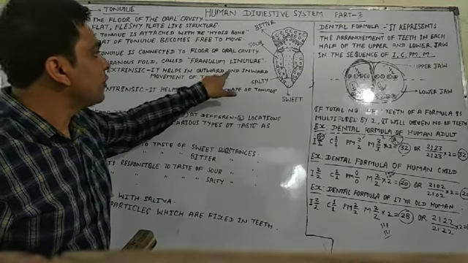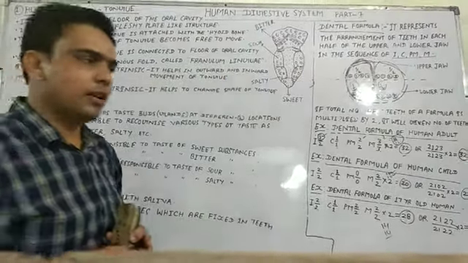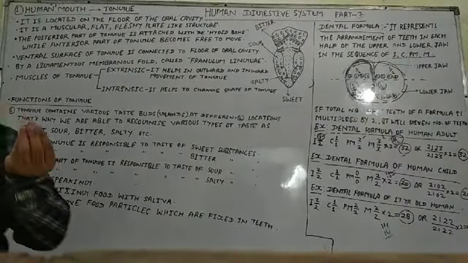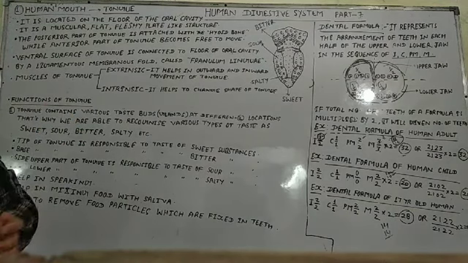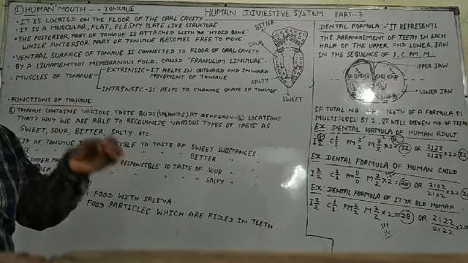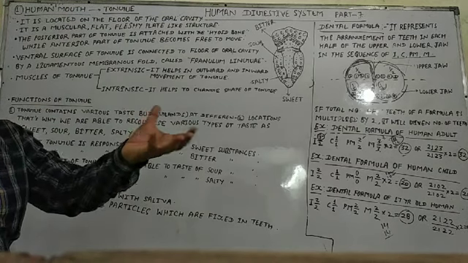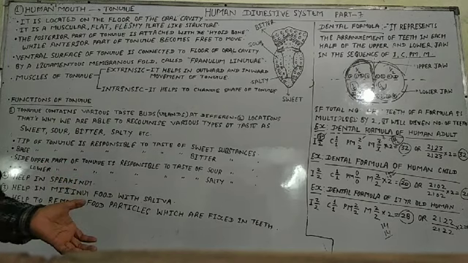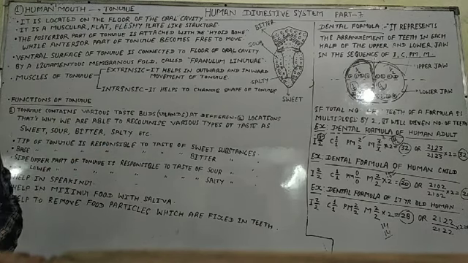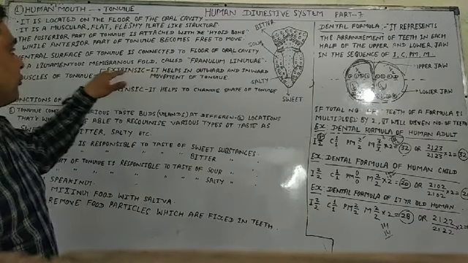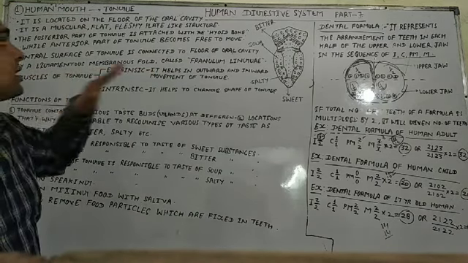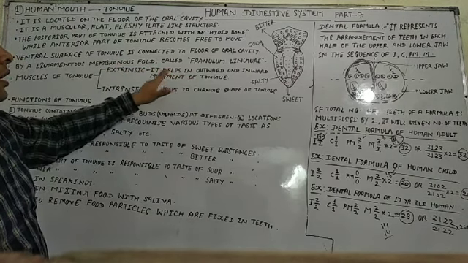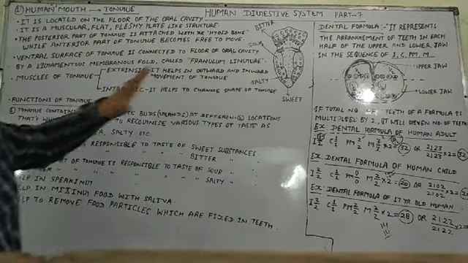It helps in the outward and inward movement of the tongue. You also know that the anterior part of our tongue is free. By this facility we are able to move our tongue outward, backward, upward, and we can change the direction and the shape of the tongue. So what is the function of extrinsic muscles? It plays an important role in helping the outward and inward movement of the tongue.